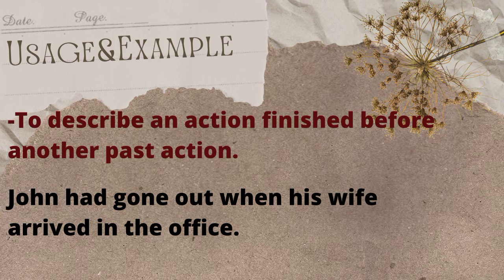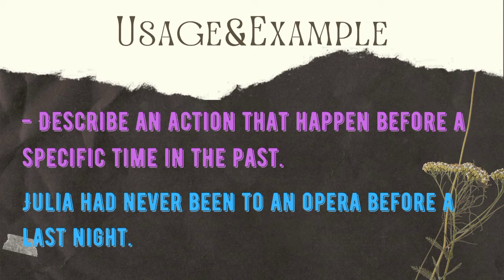Next, usage and examples. Sometimes, we use past perfect to describe an action finished before another past action. For example, John had gone out when his wife arrived at the office. Next, to describe an action that happened before a specific time in the past. For example, Julia had never been to an opera before last night.